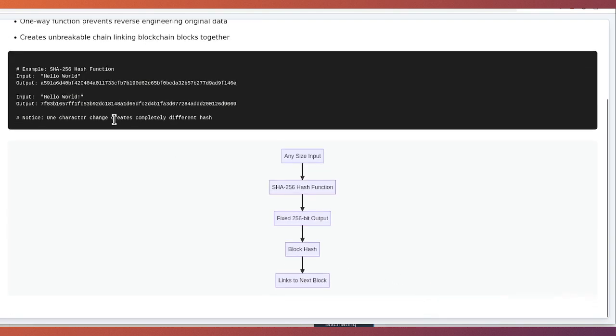With the hash function, you can put in any size of data and get a fixed output. SHA-256, for example, produces a fixed 256-bit output, and this is basically the block hash.